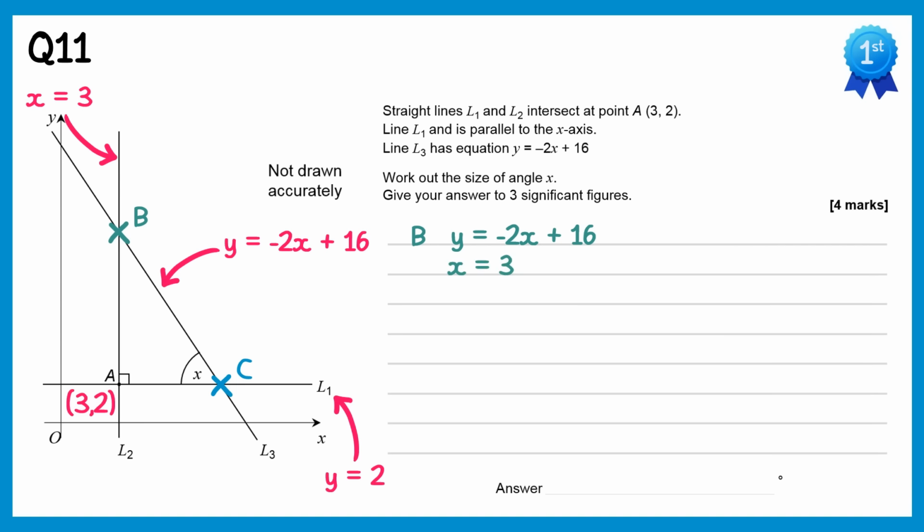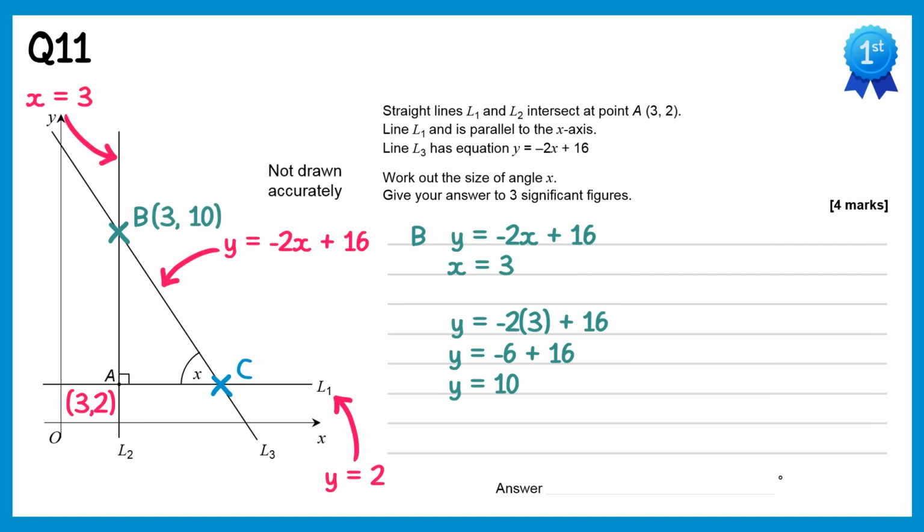The coordinates of B are where the line y equals negative 2x plus 16 intersects the line x equals 3. So if we substitute x for 3 in the first one, we get y equals negative 2 lots of 3, add 16. Negative 2 times 3 is negative 6, so negative 6 add 16 gives us a y value of 10. This tells us the coordinates of B are 3, 10.